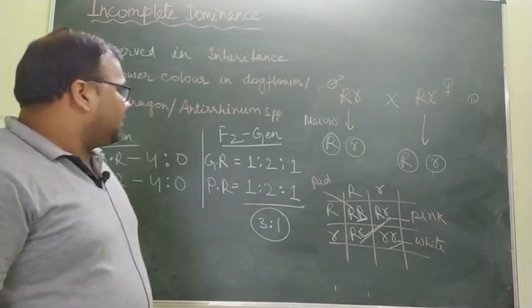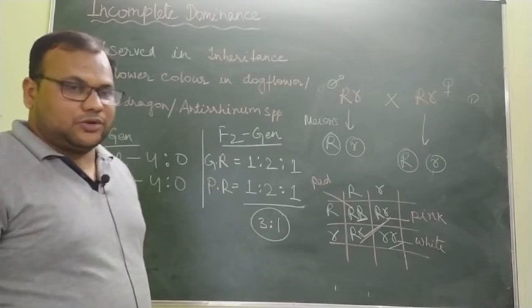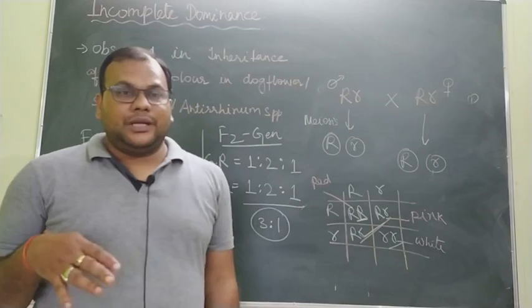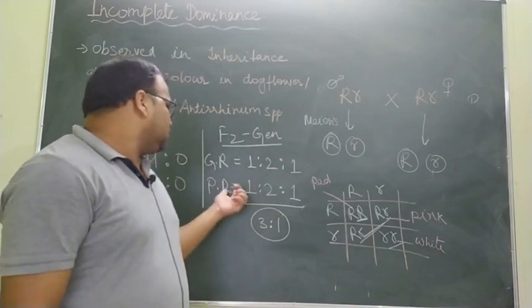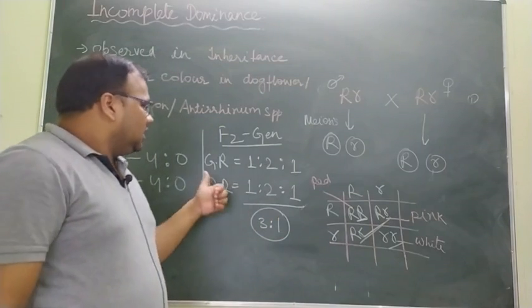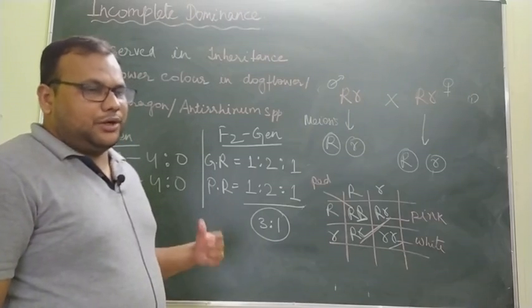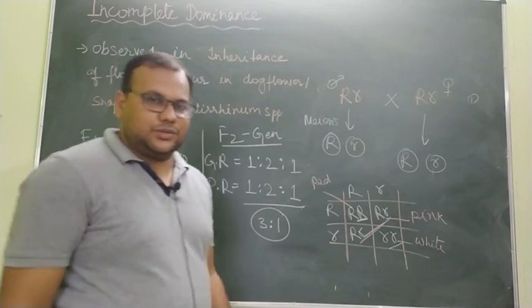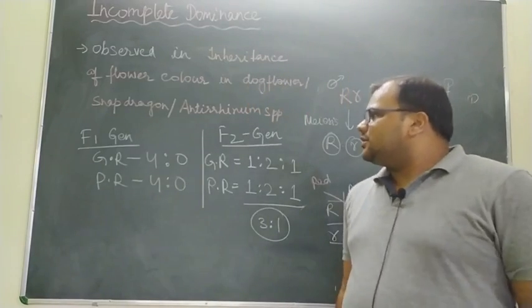The example is Snapdragon or dog flower. In dog flower, this condition is found, but it is obviously a deviation or variation from Mendel's law, so it is important. And in examinations, these ratios are frequently asked. Genotypic and phenotypic ratios in case of incomplete dominance are directly asked in examination. So this is very important regarding your NEET examination.